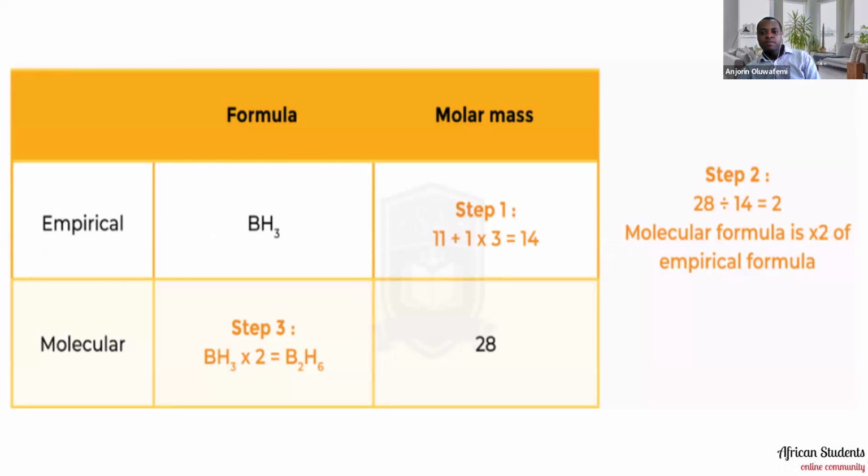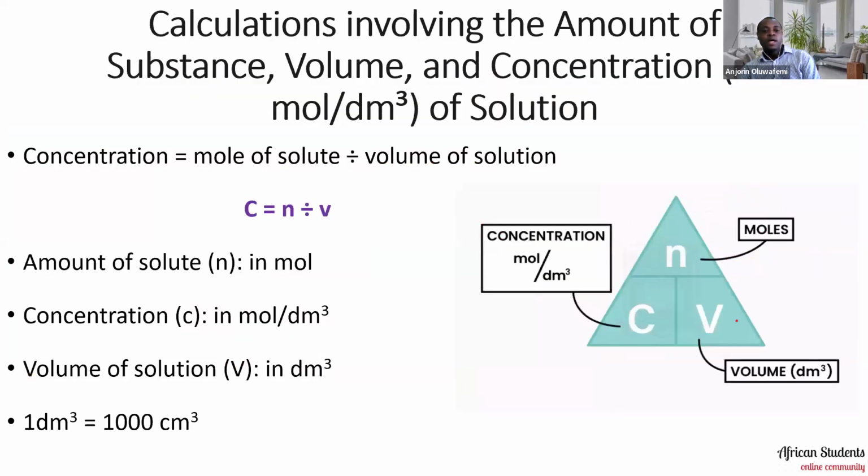The second step is to divide 28 by 14. From the empirical formula, when you add them up, you have 14. So you divide, and the molecular formula is 2 times the empirical formula. So in step 3, all you need to do is multiply BH3 by 2, and that will give us B2H6, and that gives us the molecular formula.